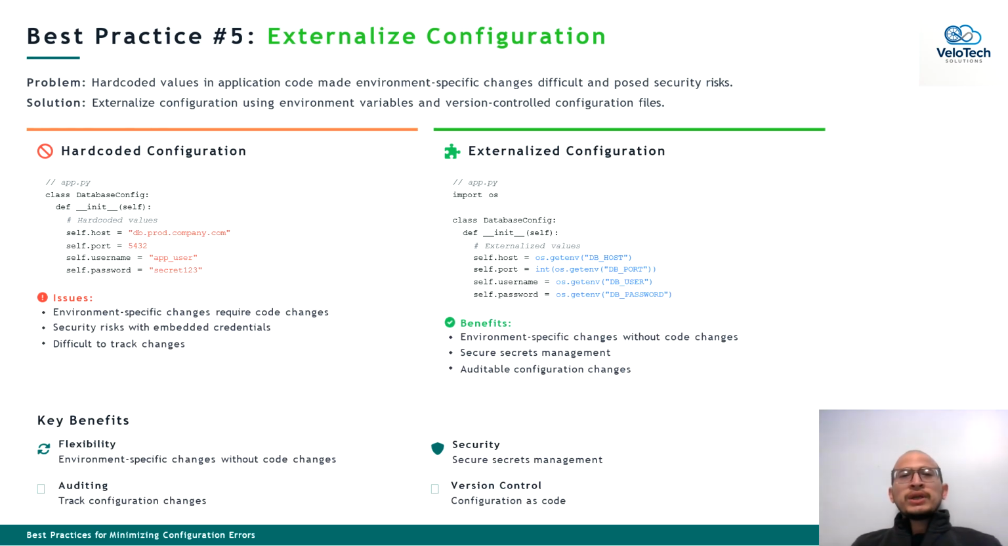There are serious security risks with embedded credentials. That password, secret123, is now in your source code repository, visible to everyone with access. It's in your version history forever. If your repository is ever compromised, those credentials are exposed, and changes are difficult to track. When configuration is scattered throughout the code, you can't easily see what's configured where or audit who changed what and when.